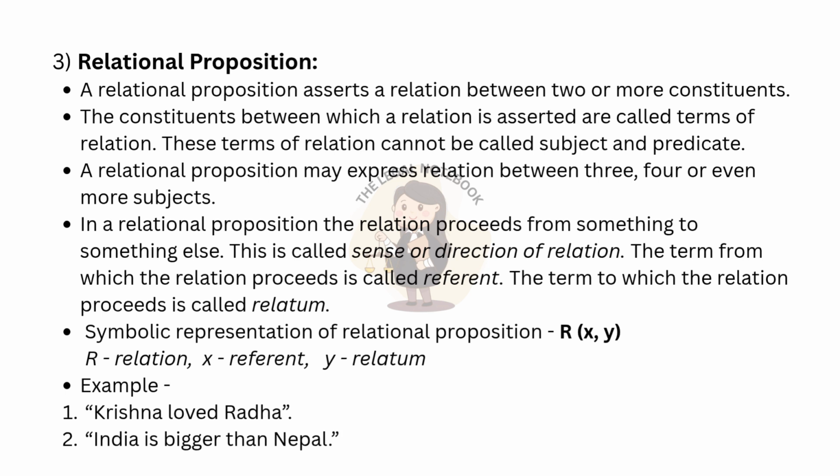3. Relational proposition. Shows a relationship between two or more subjects. In a relational proposition, the relation proceeds from something to something else. This is called sense or direction of relation. The term from which the relation proceeds is called referent. The term to which the relation proceeds is called relatum. Symbolic representation of relational proposition: R(X, Y), where R is the relation, X is the referent, and Y is the relatum.